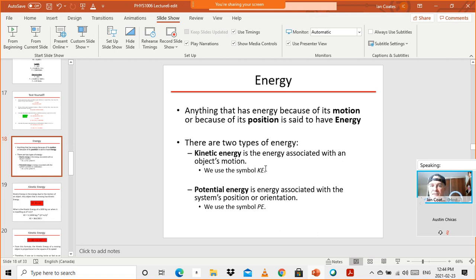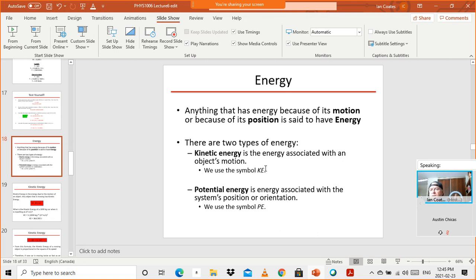Potential energy just means energy associated with an object's position or orientation. Basically, it's storing energy. I'm lifting this pen up and up and up. Right now, it has zero kinetic energy because it's not moving, but it has a lot of potential energy. And I'm just trying to think of some way to show this. Okay, I have this. This will do.